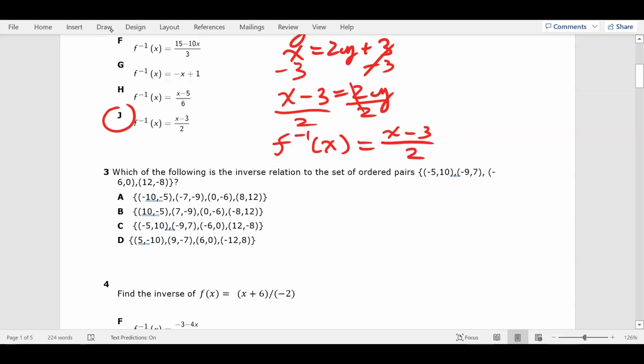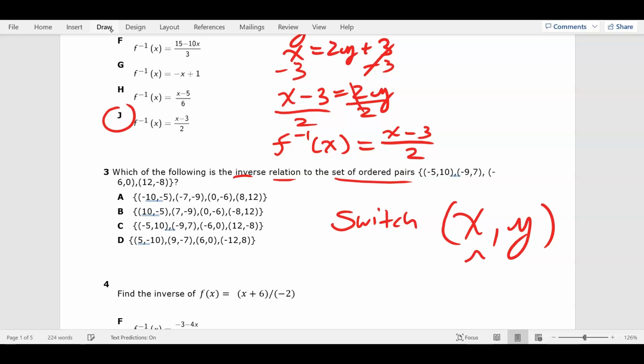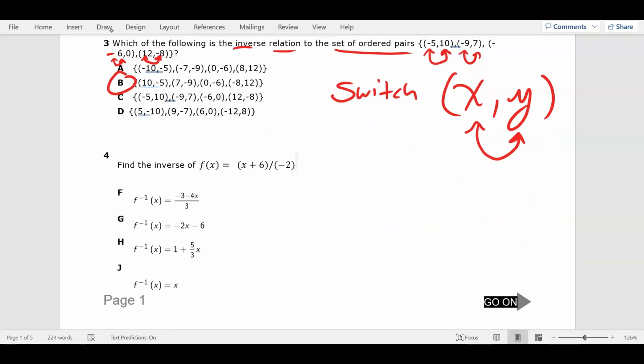Number 3, when you're finding the inverse relation for a set of ordered pairs, all you're going to do is switch x and y for every point. So if I switch negative 5 and 10, negative 9 and 7, negative 6 and 0, and then 12 and negative 8, I'm going to get letter B. B switches everything around perfectly.